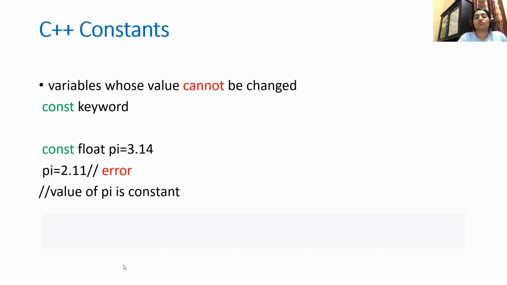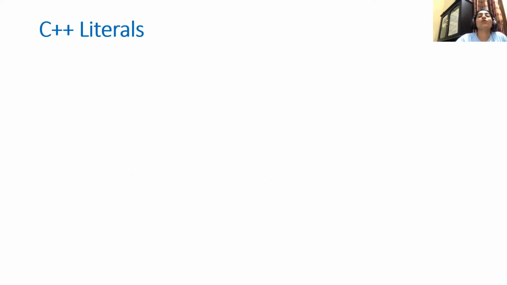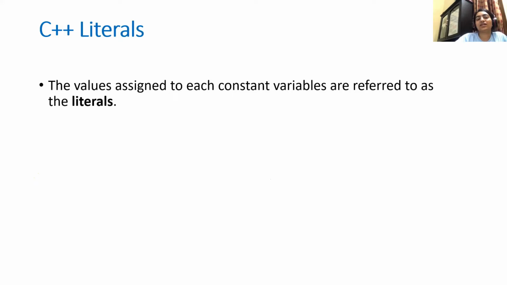There are two ways to define C++ constants. First is this one, and another is hashtag define. It's a preprocessor directive which we will learn in the further tutorials, so you need to wait. Now, what are C++ literals? C++ literals are the values which are assigned to each constant variable, and they are referred to as literals, right?